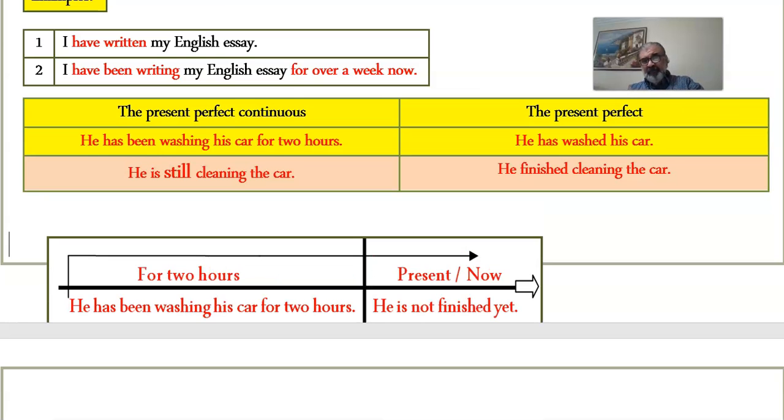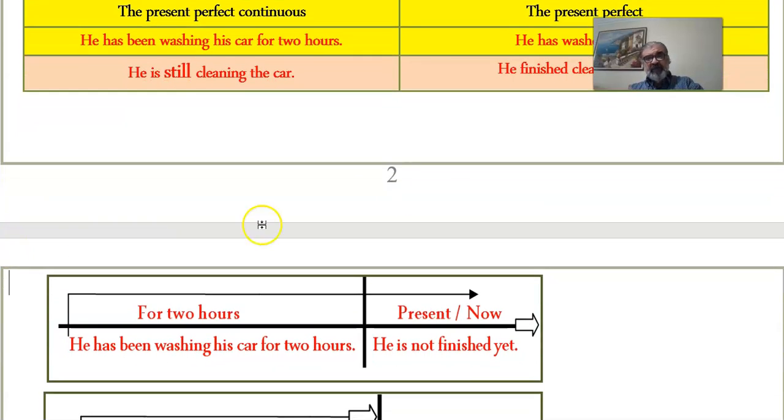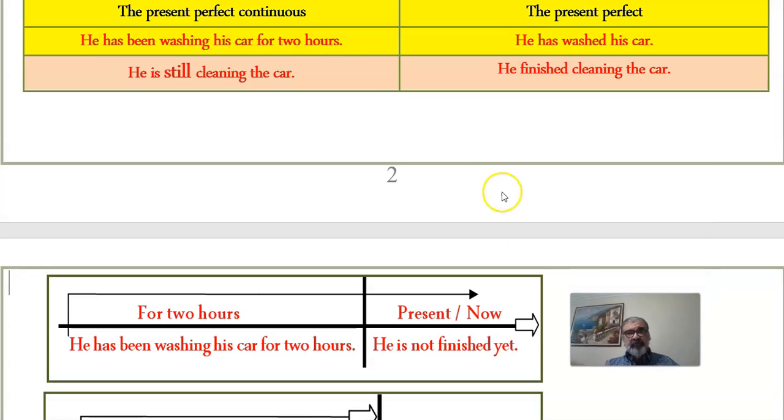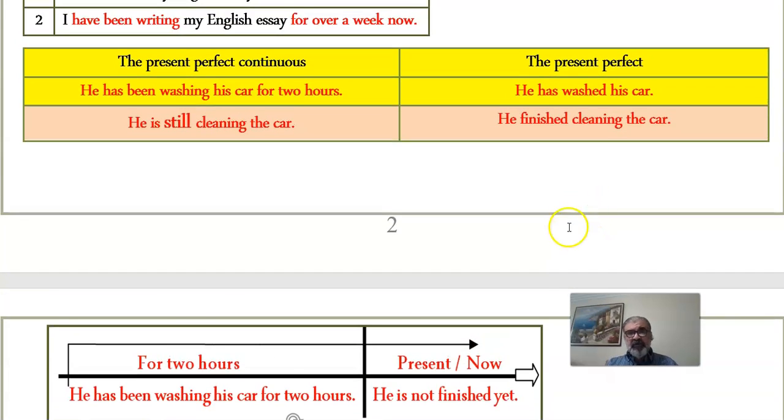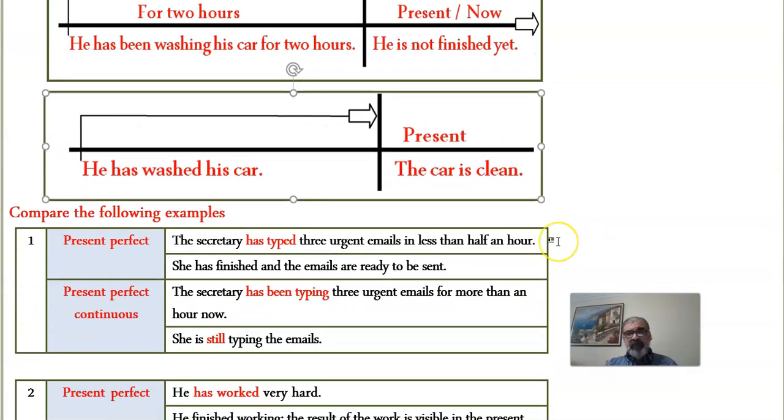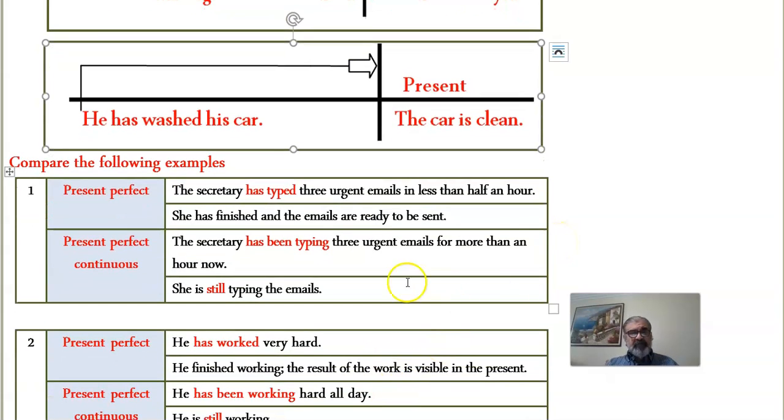So if you look at the graph, it would help you to understand this. Okay? If you say, like, he started, he's not finished yet. But if you use the present perfect, he has washed his car. He finished cleaning the car. Now the car is clean. And now he could be driving it somewhere else. Let's look at more examples.